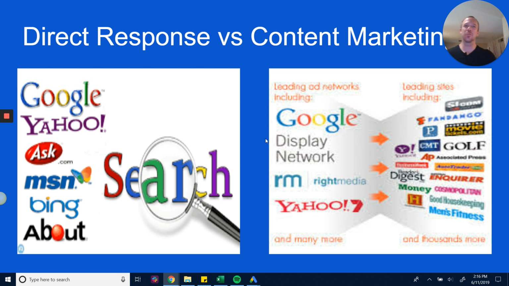Now there's direct response versus content marketing. Direct response is all the search engines, right? It's people that are looking for your product. They're looking to actually engage immediately. Now, content marketing is a little bit different. Again, it's something where you literally are trying to pull these people out of the race, right?